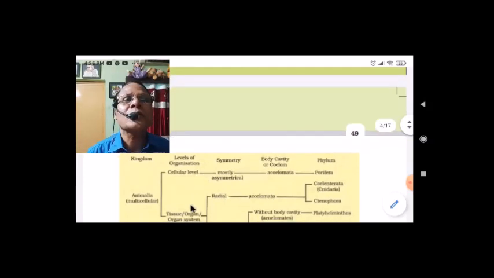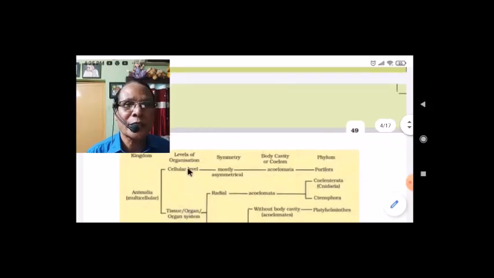One is called cellular level, another one tissue level of organization. You see that one under the animal kingdom. If you are taking cellular level of organization, regarding the nature of symmetry, mostly they do not have any symmetry, so asymmetrical. Even the coelom is absent, no coelom in the case of cellular level of organization. So we can say body cavity is absent, so acoelomate. The best example we have is Porifera, the animals are sponges.